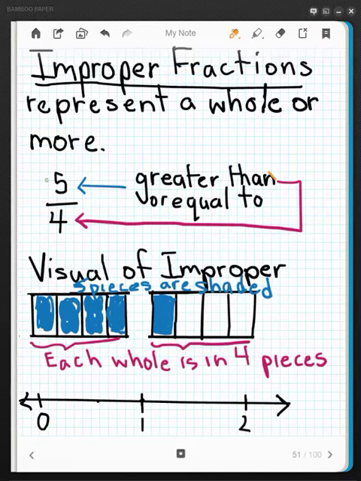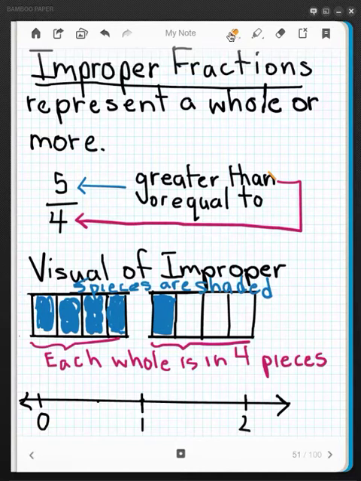The numerator tells us how many pieces I am going to shade. So I am shading 1, 2, 3, 4, and there's a 5th one. So 5 pieces are shaded. And each whole is broken into 4 pieces. That's where the denominator comes from.